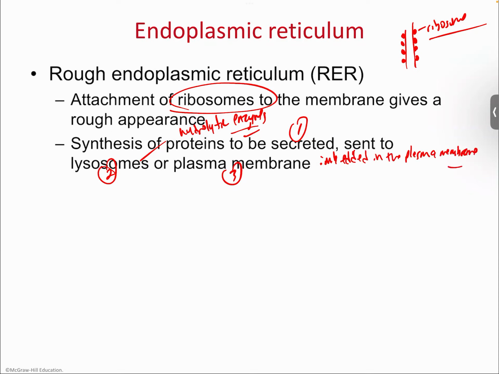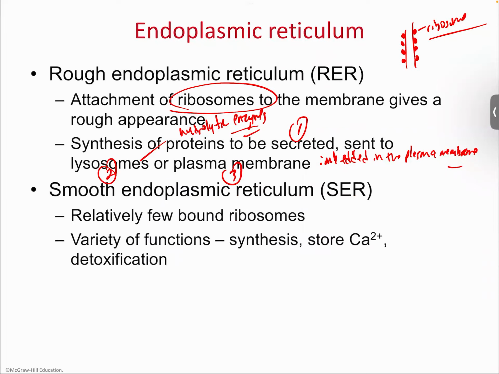Notice it didn't say it's making plasma membrane. It says it's making proteins that are sent to the plasma membrane, which basically means they are embedded in the plasma membrane itself. And so those are 3 major types of proteins that you would be getting in the rough ER.